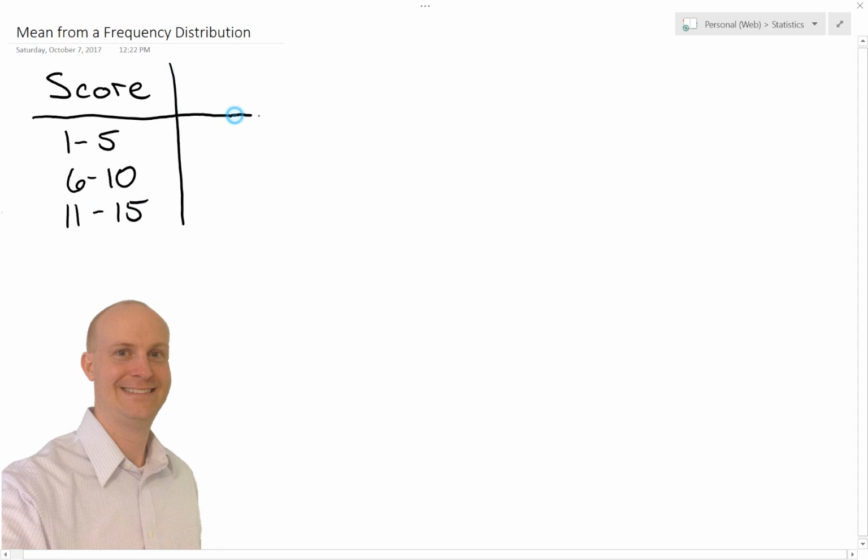Okay, and let's suppose we have a frequency in each category, so we're going to label frequency as F, and let's say we have two scores in the category of 1 through 5. We have 4 scores in the category of 6 through 10, and 4 scores in the category of 11 through 15.